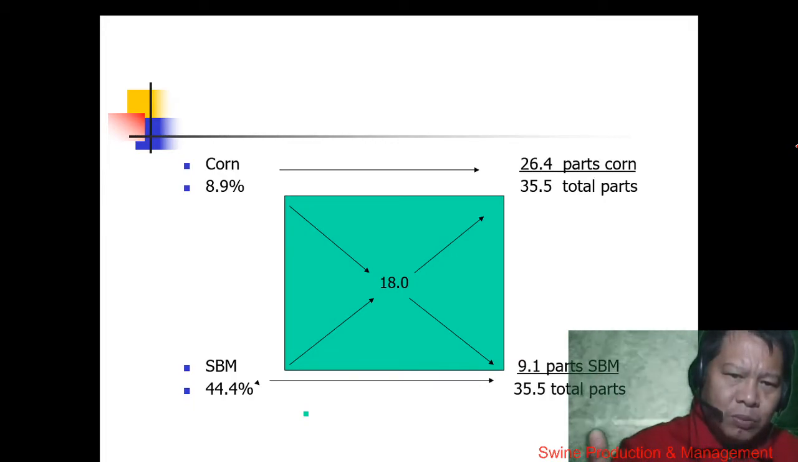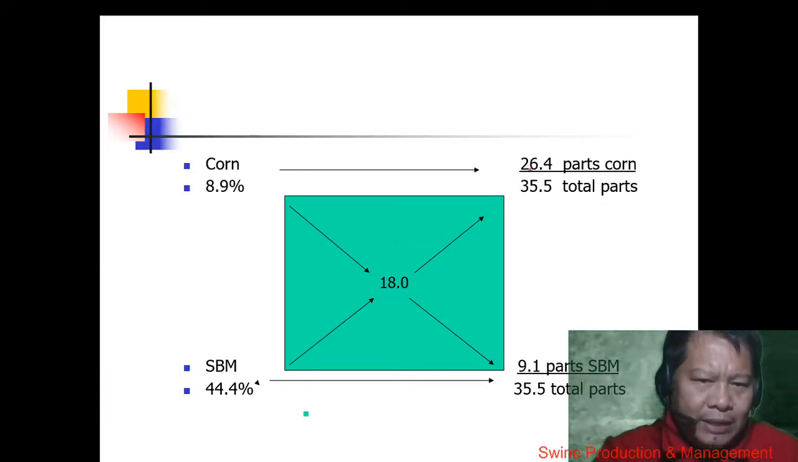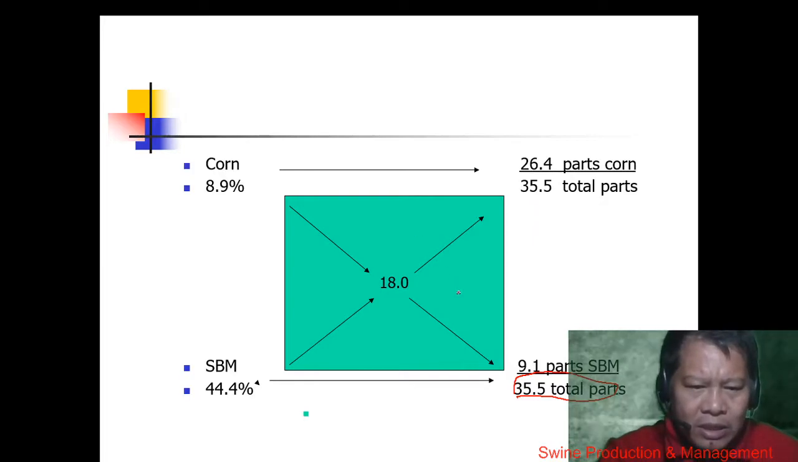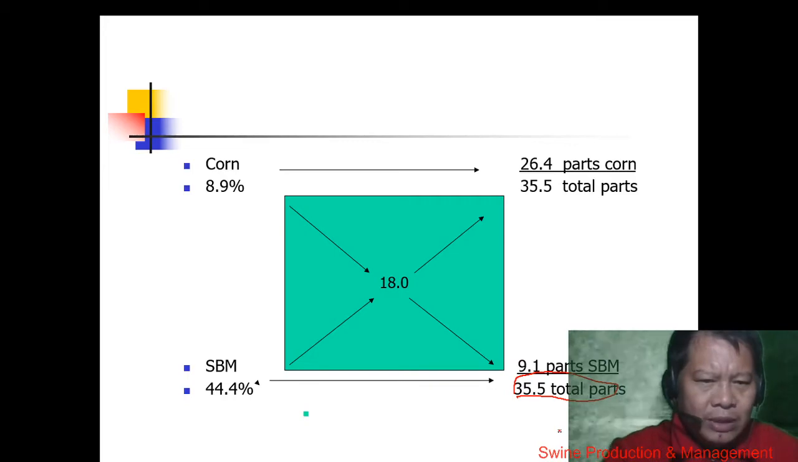So we express it in percent. The 26.4 parts, what percent is it of the total? We know that the total is 35.5. So we express 26.4 parts of corn divided by the total parts, 26.4 plus 9.1. Then the result is a percent. Likewise, the soybean meal we also express in percent of the total.